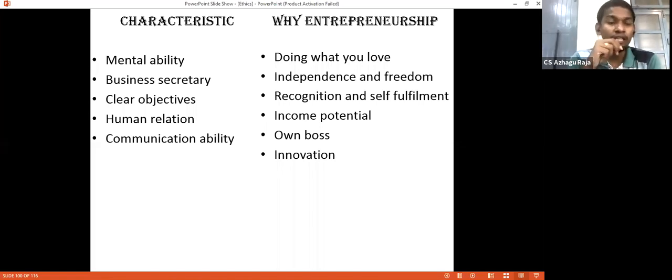And they have income potential. If you are starting a business, initially you might not get profit, or your profit will be above or below the break even, but over a period of time your income potential is much larger than what you would get as a salaried person.